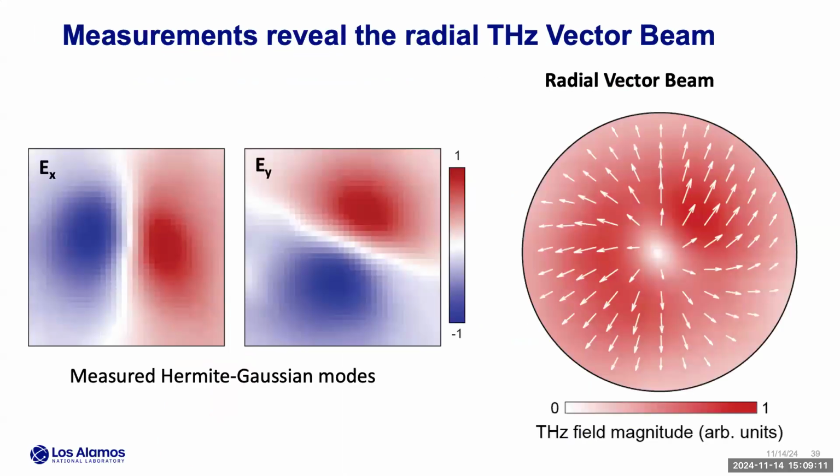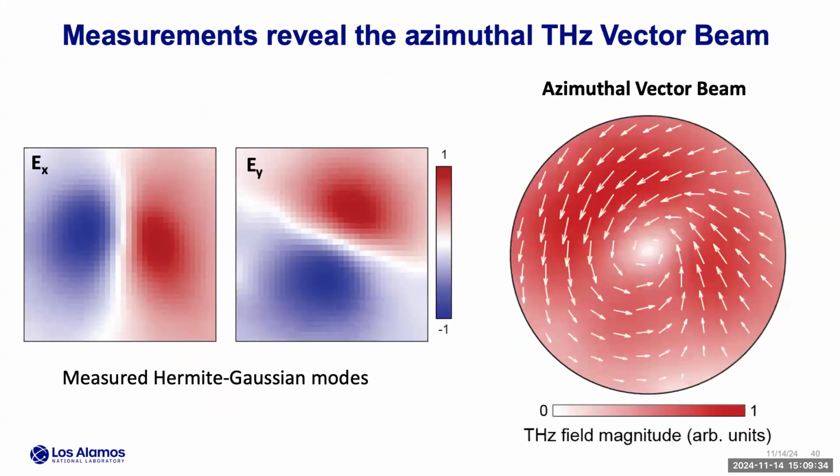And so for the radial beam, you basically get these measured Hermite Gaussian modes, which correspond to a radial vector terahertz beam that looks like this. And the magnitude, as it gets lighter, the magnitude is going away. But you do see a vector-like emission. The same thing for the azimuthal beam. Again, the measured modes in the X and the Y direction of the E field. And then that corresponds, again, to a terahertz field that looks azimuthal in character.